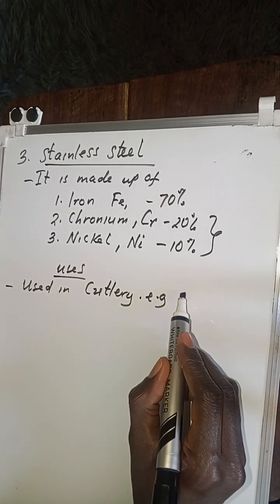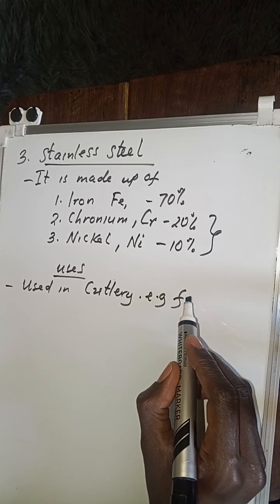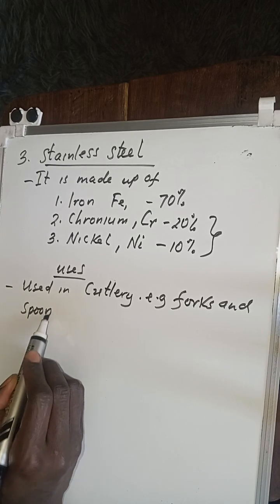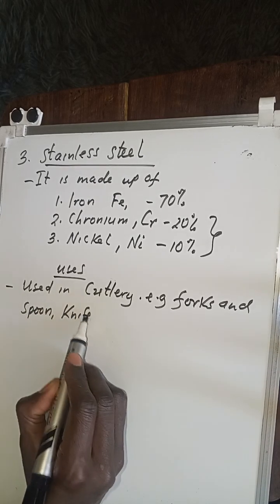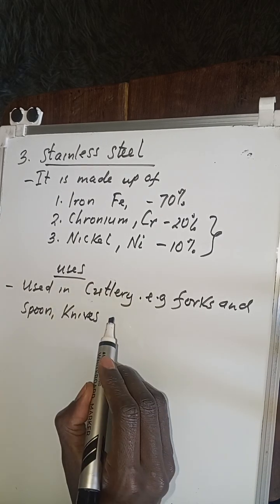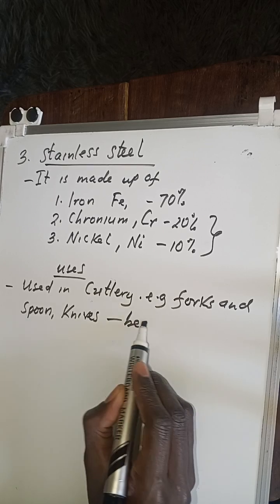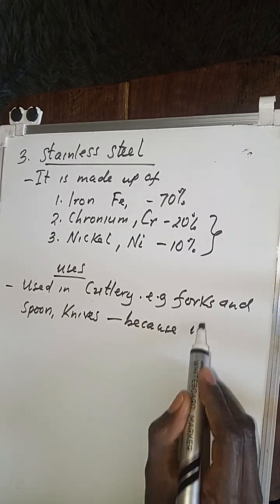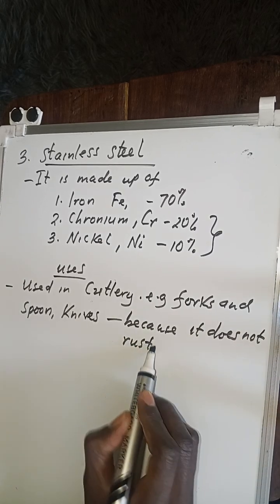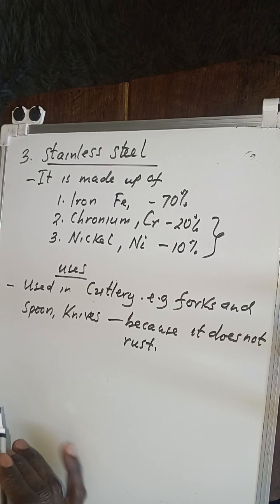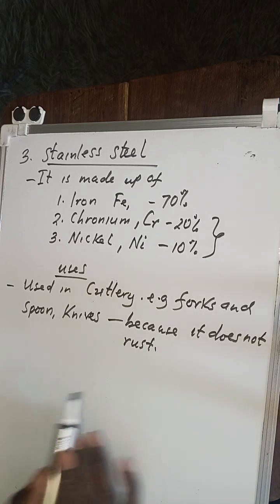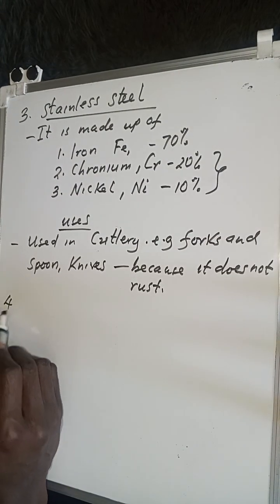For example, we can talk about forks and spoons. Apart from forks, knives that are used maybe during dinner for eating. Yeah, so knives. Why? The reason is because it does not rust. So that is what you need to remember. Stainless steel does not rust, and therefore it is used in making cutlery such as forks, spoons, knives, etc., most of the items that we use in the kitchen.